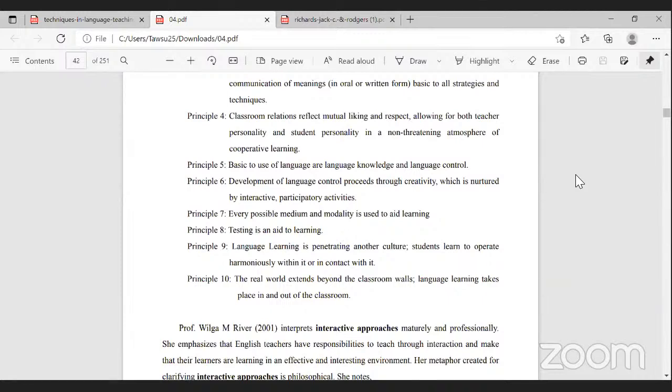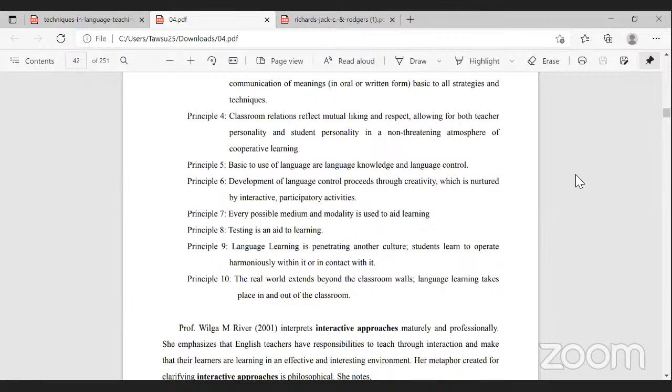Principle 10, the last principle: the real world extends beyond the classroom walls. Language learning takes place in and out of the classroom. I think that is the most important of all. He says that the real world extends beyond the classroom.